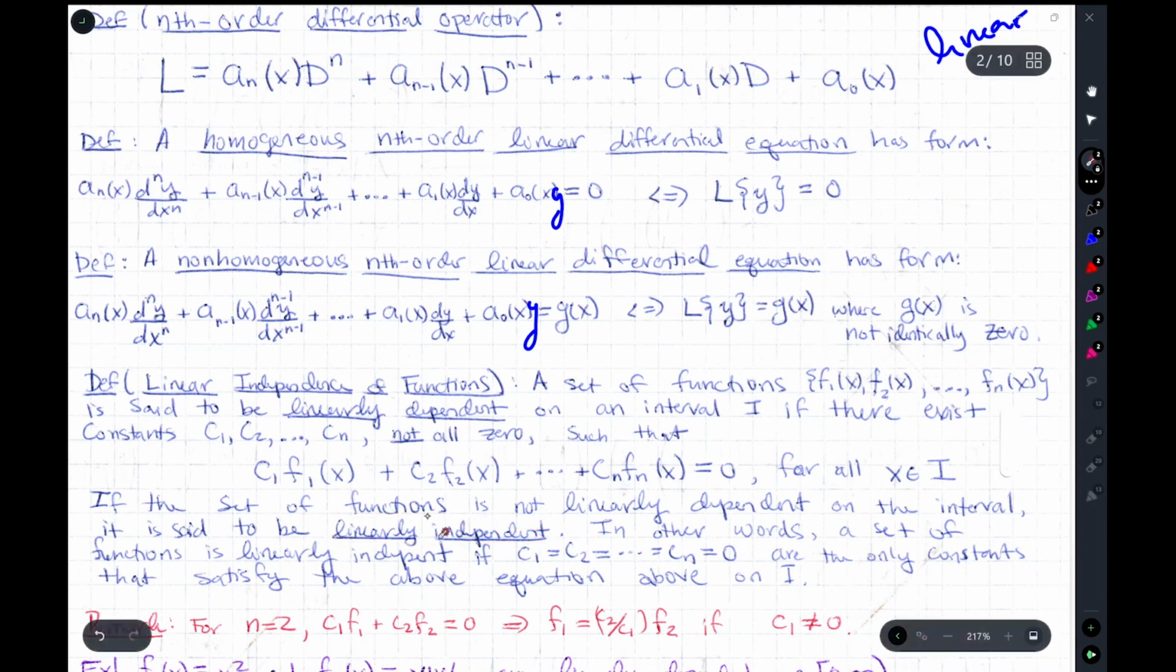Okay, so if the set of functions is not linearly dependent on the interval, it is said to be linearly independent. In other words, a set of functions is linearly independent if all these c's being 0 is the only solution that satisfies the above equation. So if all of your functions f1 through f sub n are linearly independent, then the only way to make this true is to set all the c's equal to 0. Okay?